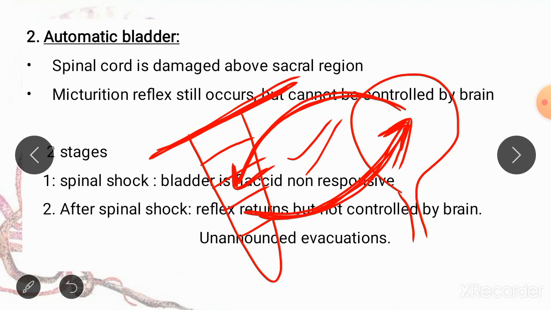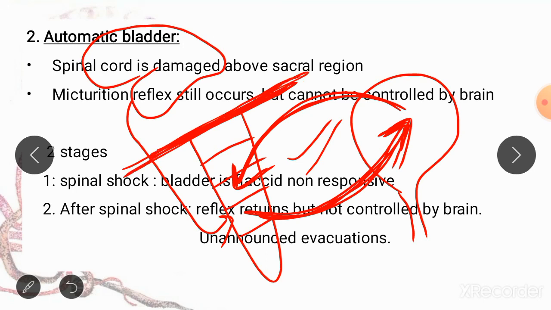But the control of the higher centers from the brain and the pons, from the cortex and the pons, cannot reach the spinal cord because of the destruction of the higher levels of the spinal cord.